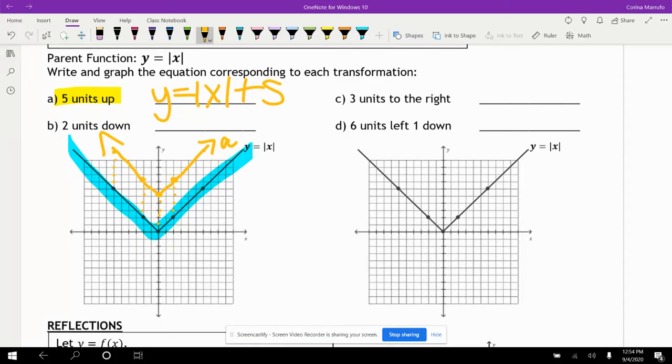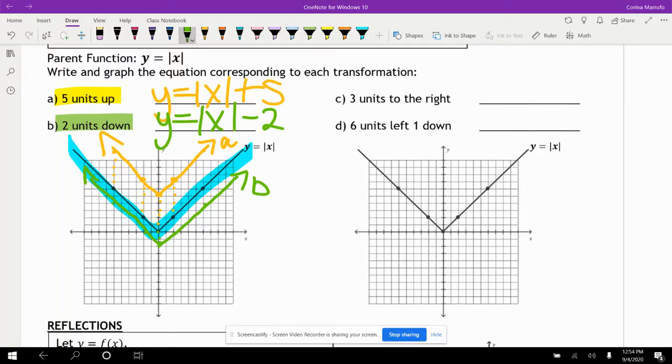All right, section B, they want us to take this and move it 2 units down. So I'm going to take my parent function and move it 2 units down. So 1, 2, and I'm going to take every point and move it 2 units down. And here is what the graph would look like. I'm going to put a B here for answer choice B. And so the equation of this absolute value function would be the absolute value of x. And remember, when we move down, instead of adding, we would subtract 2.